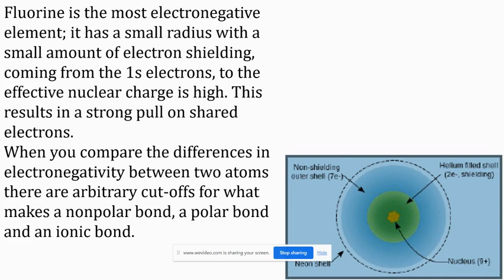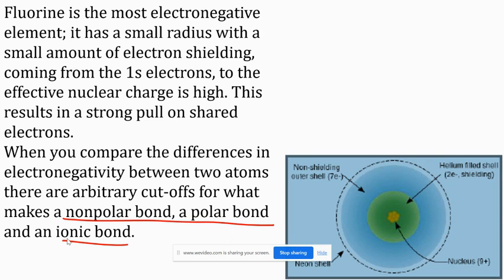It has a very small radius. So that's a small amount of electron shielding. There's not a lot of distance between the nucleus and those outer electrons. That's what that electron shielding means. So that's going to result in a strong pull on electrons. Now, we can end up using these electronegativity differences to tell us what type of bond it's going to be. These are the 3 bonds that we're going to be talking about.